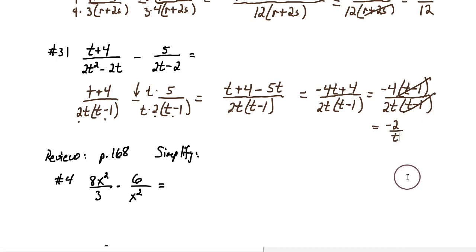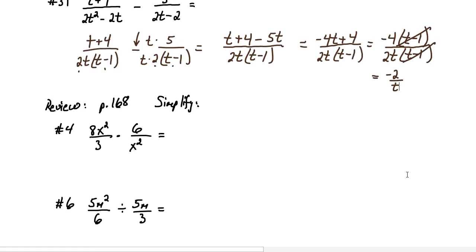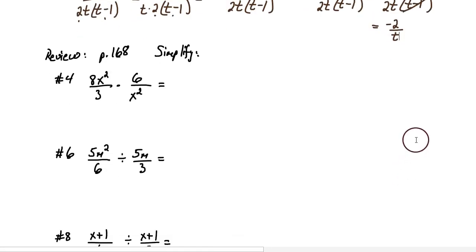For the review assignment, we're not doing adding and subtracting fractions. We're going to do multiply and divide. Before you multiply the tops together and the bottoms together, look for any reducing. 3 divides into 3 once and into 6 twice. X squared cancels x squared. It looks like we have 8 times 2 makes 16 on the top and just a 1 on the bottom. So the answer is 16.